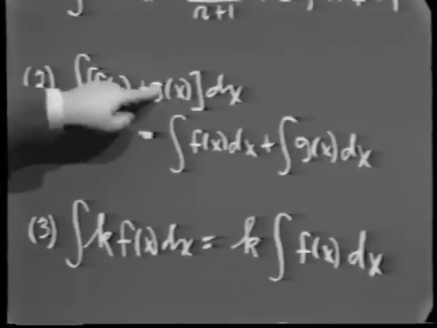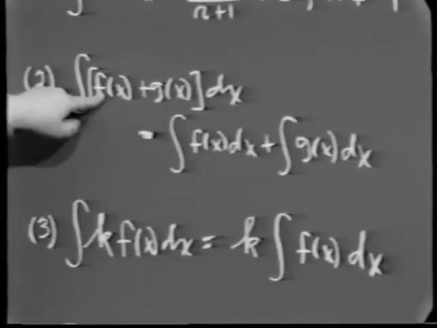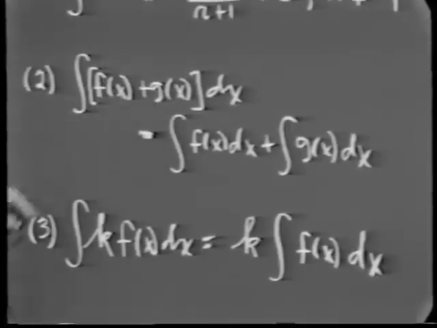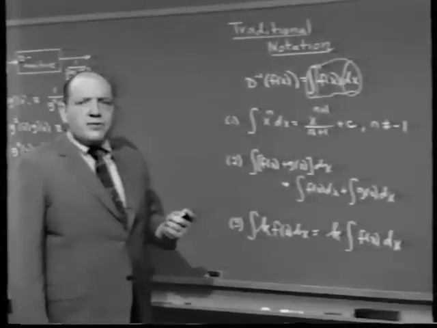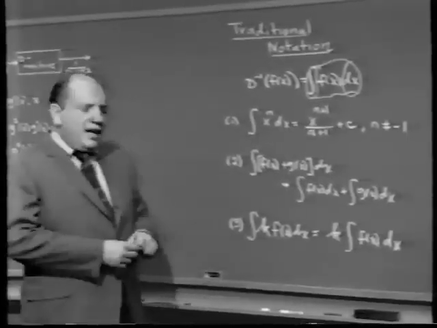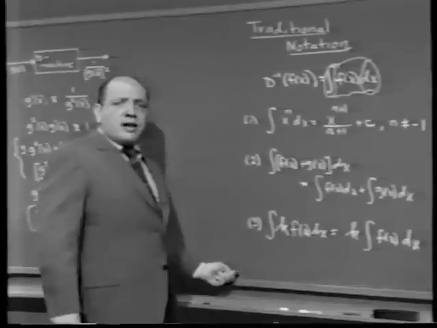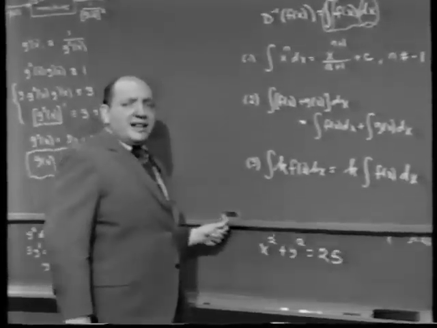This is a consequence of the fact that the derivative of a sum is the sum of the derivatives. This is a consequence of the fact that the derivative of a constant times a function is the constant times the derivative of the function. And again, all this is the same thing we were talking about before, only with the D inverse notation replaced by the more common indefinite integral.